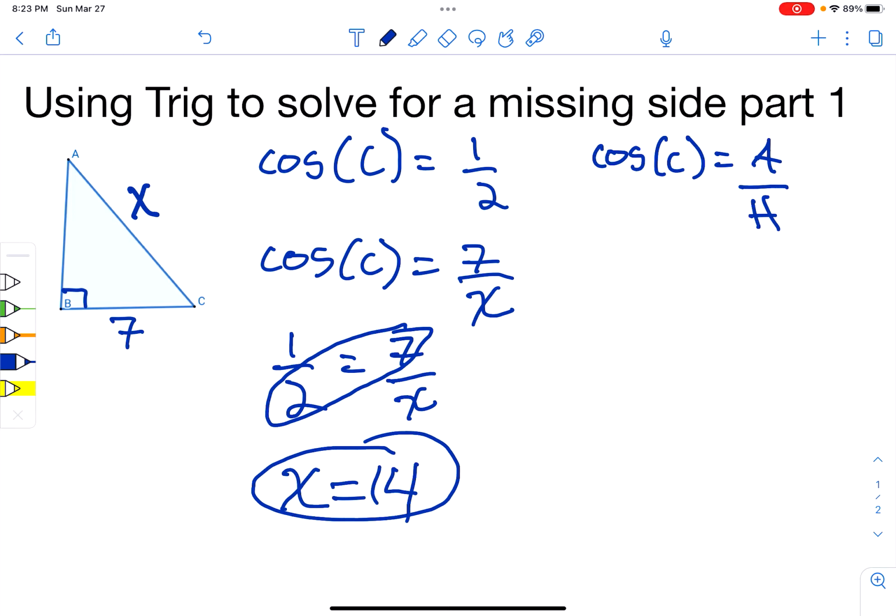This is part 1. In part 2, we'll talk about what if I gave you angle C. What if I said it's 63 degrees, but I didn't tell you what its cosine was? Let's say I just gave it to you as 63. What would you do then? That's what we'll learn in part 2.